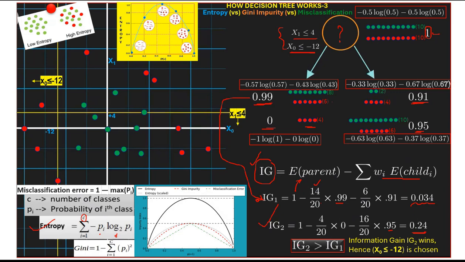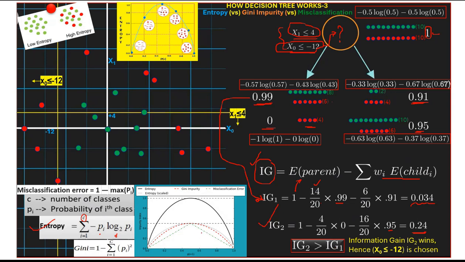Now if you compare, IG2 is higher than IG1. So if you selected x0 less than or equal to 12, the information gain that you received is higher than the other condition. So which condition will you select? You would select condition number 2, because this should give better information. Your classification would be better, because higher entropy means higher randomness, so higher information gain means lower randomness. That is the reason we go for information gain 2 here, which is greater than information gain 1. So this condition will be selected up here.